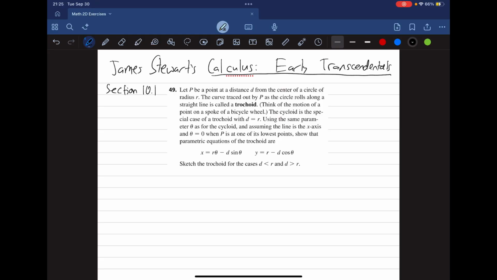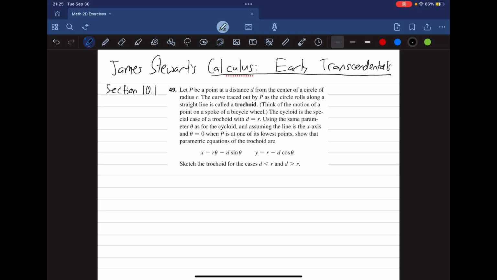And the problem reads as follows. Let P be a point at a distance d from the center of a circle of radius r. The curve traced out by P as the circle rolls along the straight line is called a trochoid. Think of the motion of a point on the spoke of a bicycle wheel. The cycloid is the special case of a trochoid with d equaling r.